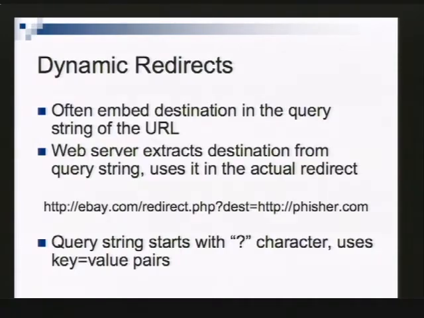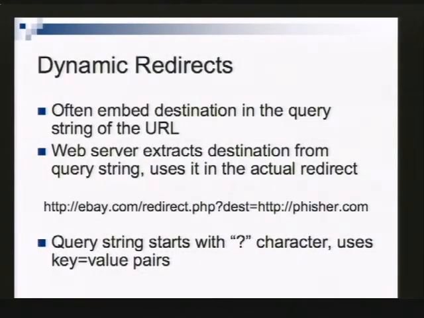What is the anatomy of a URL that contains a dynamic redirect? A dynamic redirect will oftentimes have the destination where the client is being taken as part of the URL. When a user clicks on such a link, the web server extracts the destination from that query string and uses it to determine what the response code and the destination should be in the HTTP response.